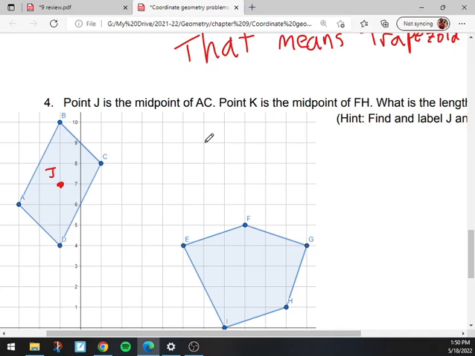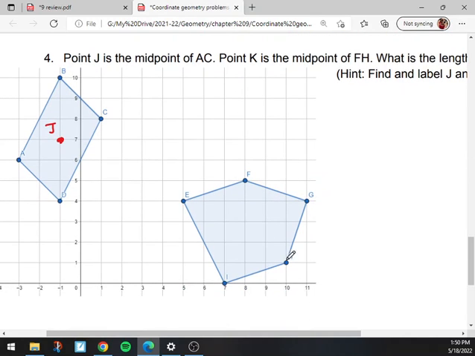Then it says point K is the midpoint of FH. So that's over here in the other shape, in between F and H. And it's actually the same kind of thing. They're 2 spaces apart horizontally, so I'll go 1 space. And they're 4 spaces apart vertically, so I'll go 2 spaces. You can just kind of eyeball it.